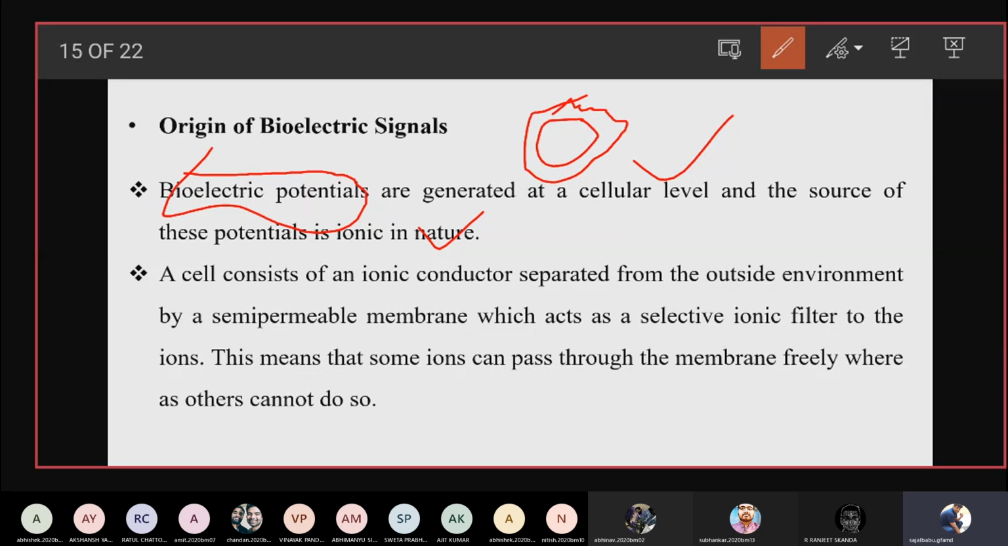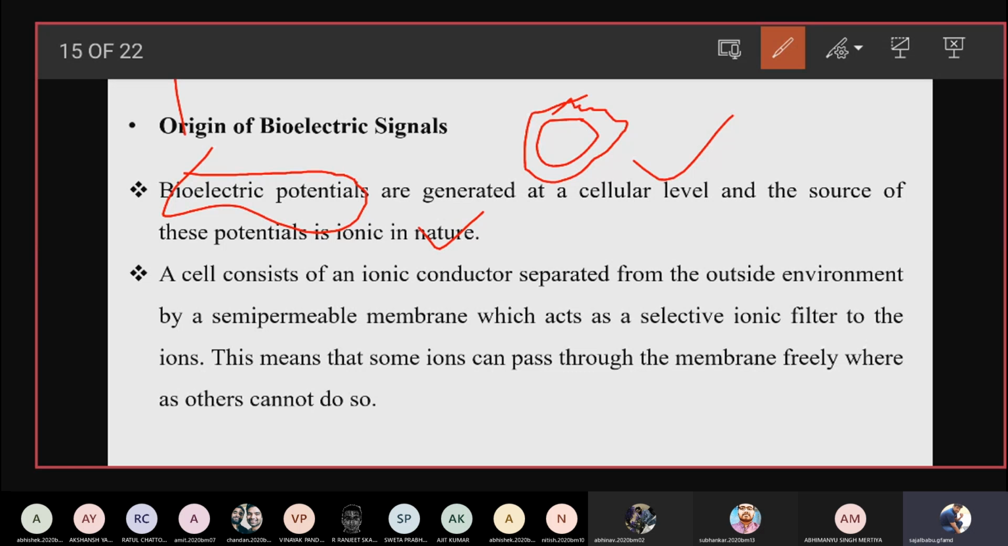What does semi-permeable membrane mean? किसको पता है सेमी परमेबल मेम्ब्रेन क्या होता है? Anyone knows what is a semi-permeable membrane? Yes, sir. It allows certain particles to pass through and restricts other particles. Yes, like in our water purifiers, the RO, reverse osmosis, there also they use a semi-permeable membrane, right?